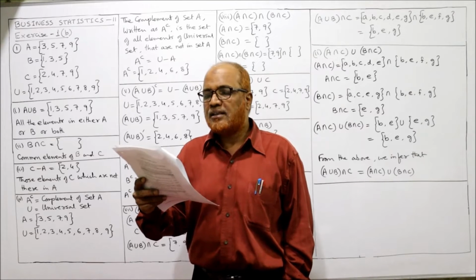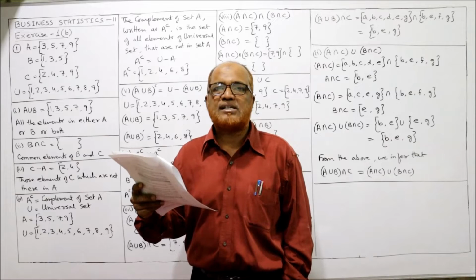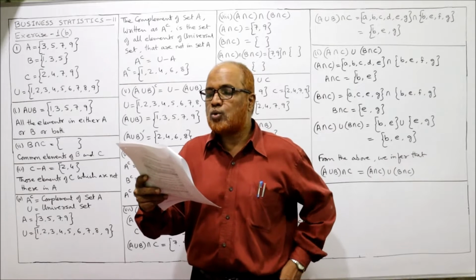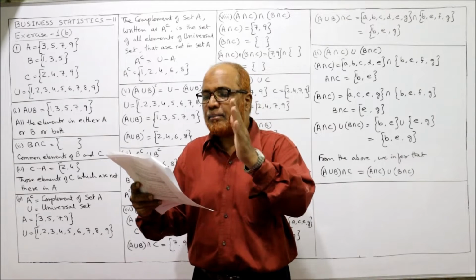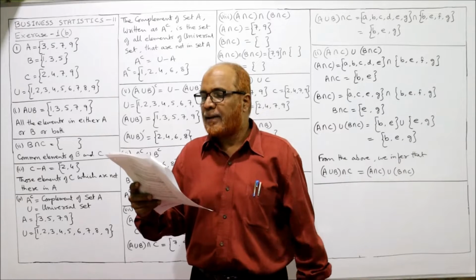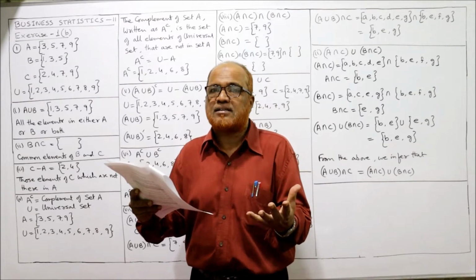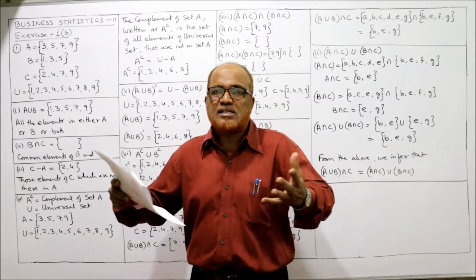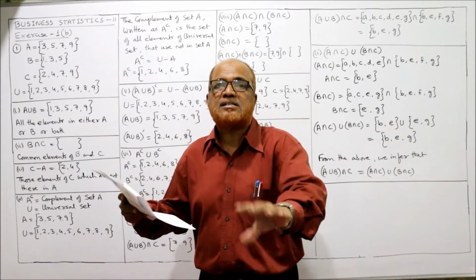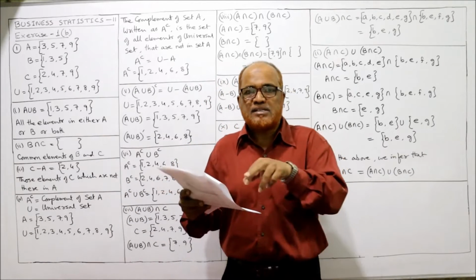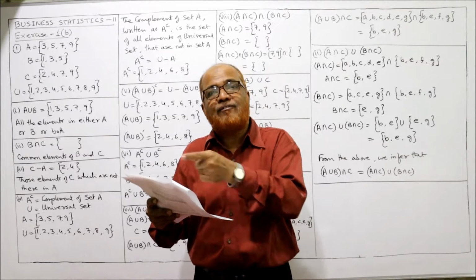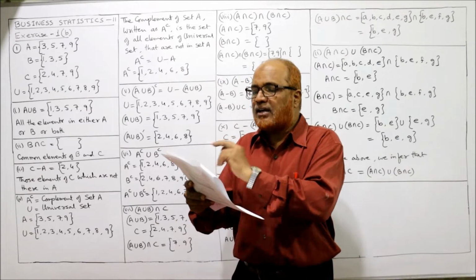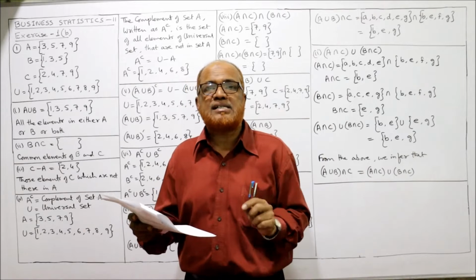B is another set. The elements are 1, 3, 5. And C is another set. The elements of set C are 2, 4, 7, 9. So we are given three sets A, B, C consisting of elements. And U is another set. Normally U is the universal set. The universal set is that set from which the other subsets are derived. That means the sets A, B, C are derived from the universal set. The universal set has the elements 1, 2, 3, 4, 5, 6, 7, 8, 9.